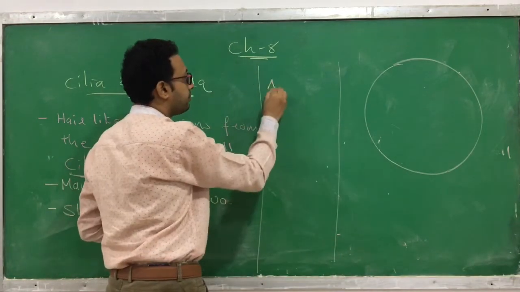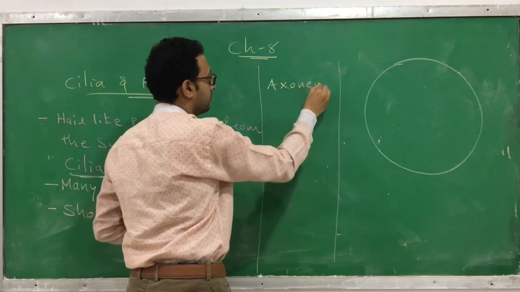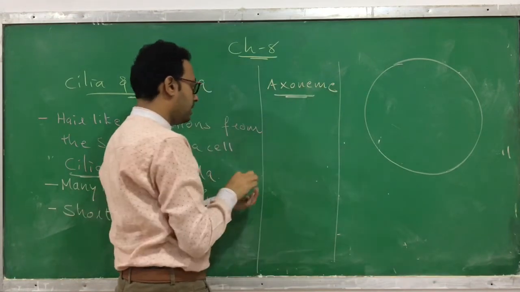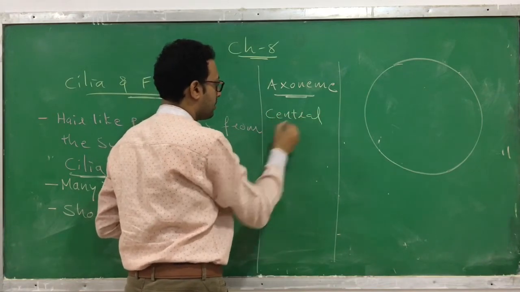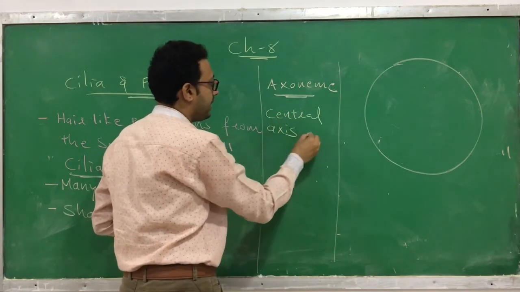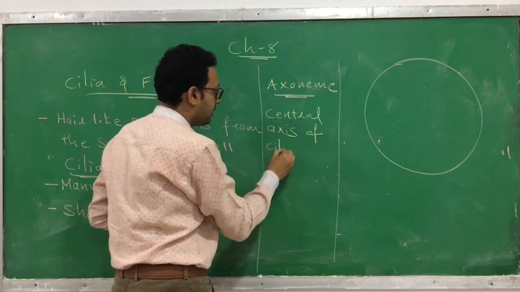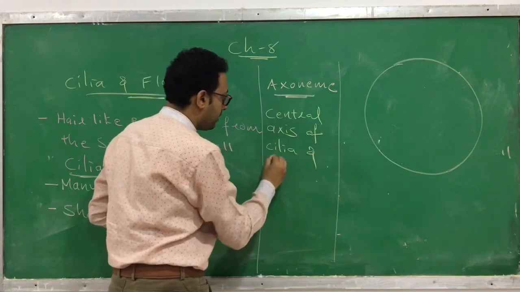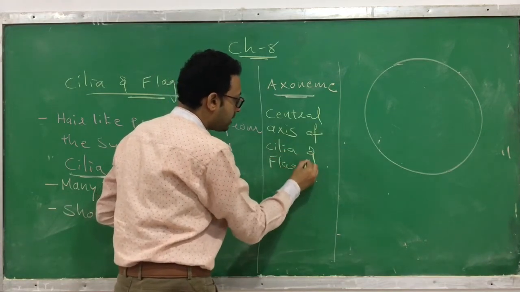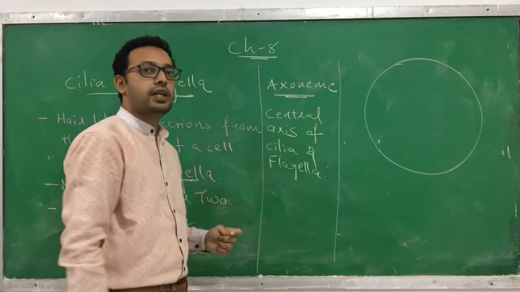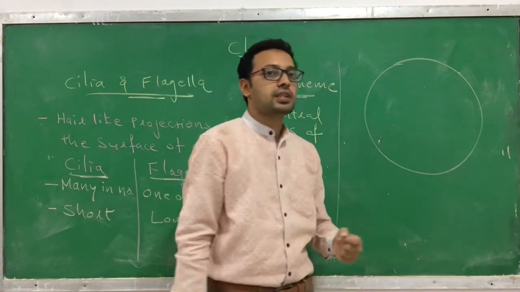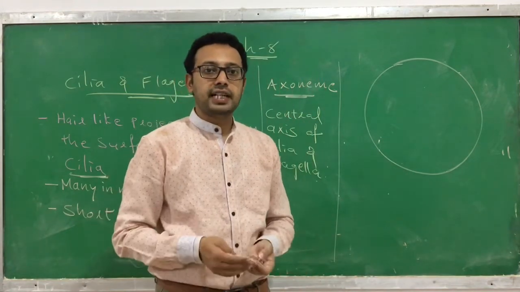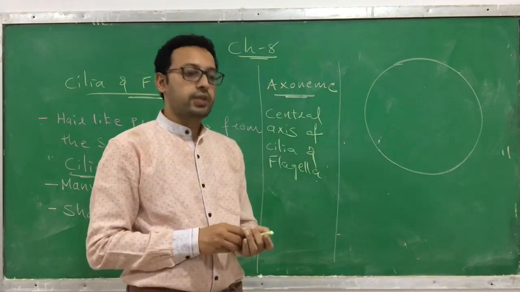What is the axoneme? The axoneme means the central axis of cilia and flagella. This is called the axoneme. Now, if you see the structure of this axoneme, the central axis, then what are you going to find?